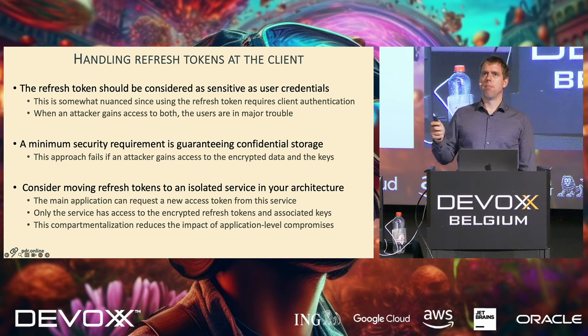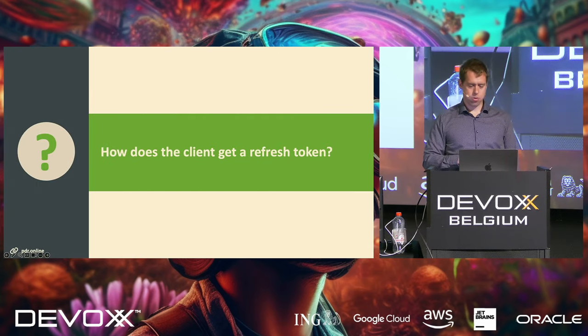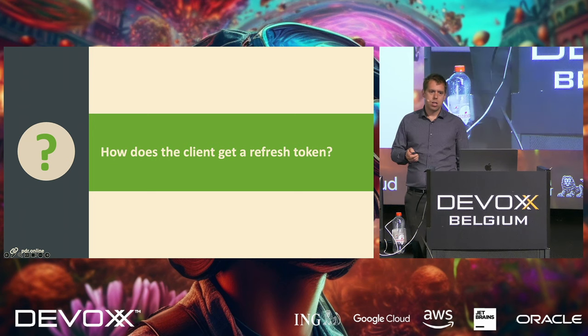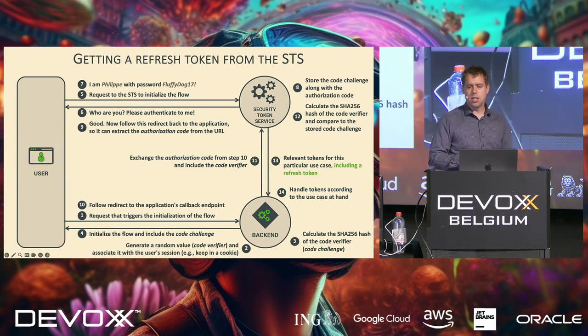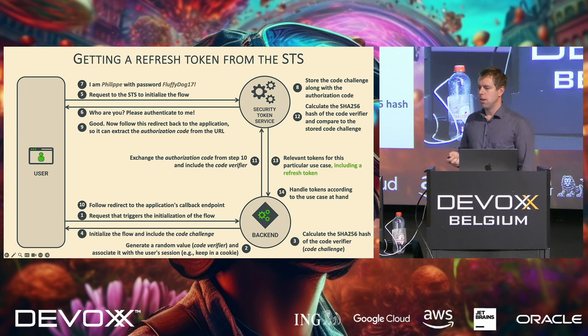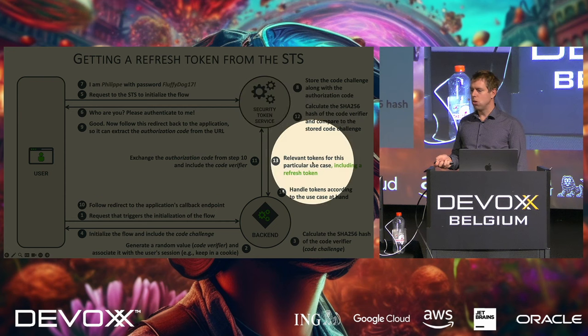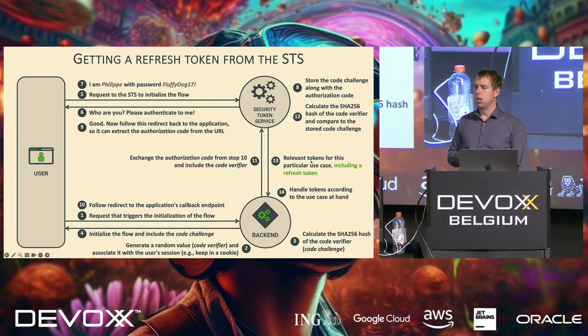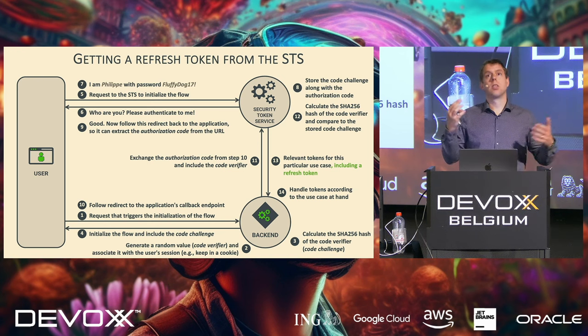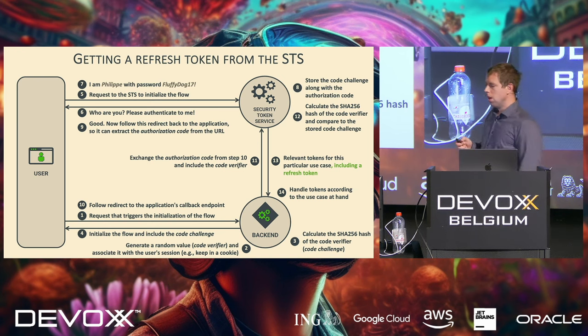All right. How does a client get that refresh token? Well, that refresh token is returned in step 13 in this slide. So the STS, where's my highlighter here? The STS decides to return a refresh token right here in the flow alongside an access token and maybe an identity token. Depends on the configuration of the flow.